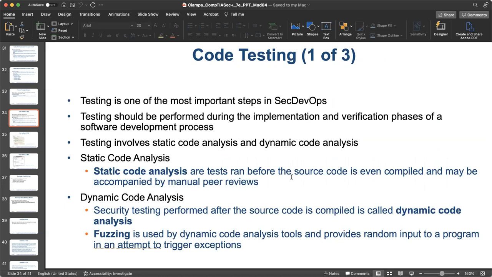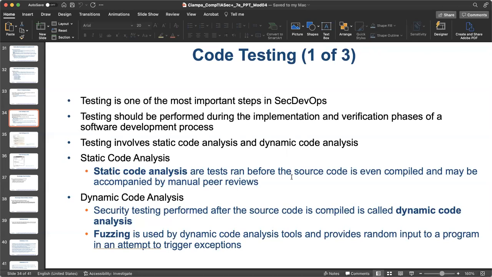Testing should be performed during the implementation and verification phases of the software development process. Actually, some start testing in the design phase, even when they're designing everything, they're testing the ideas to make sure this design is not going to have a flaw that can be abused later.